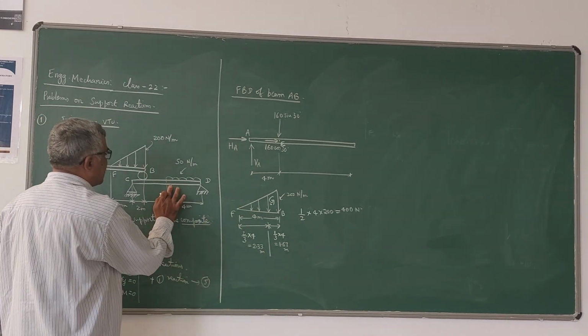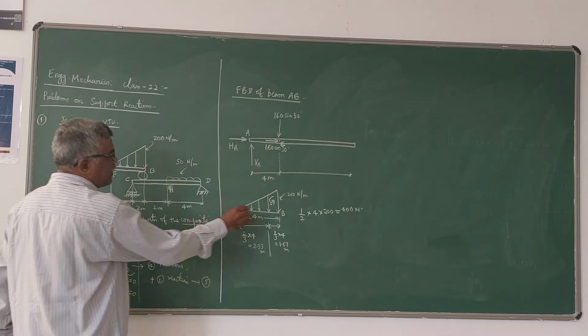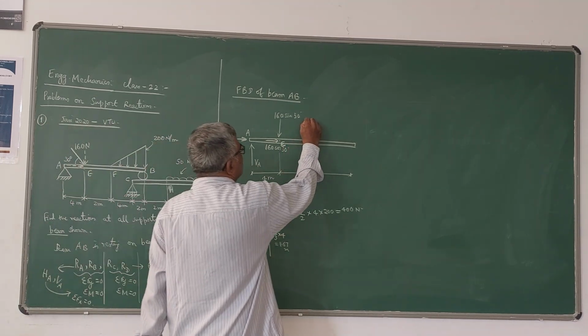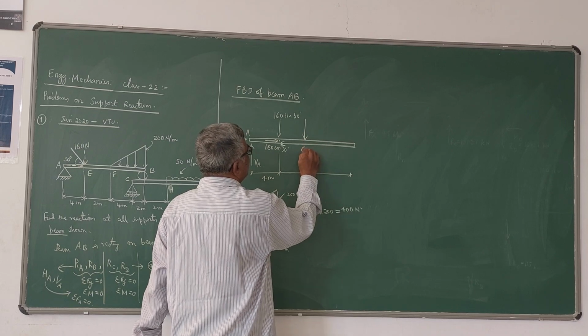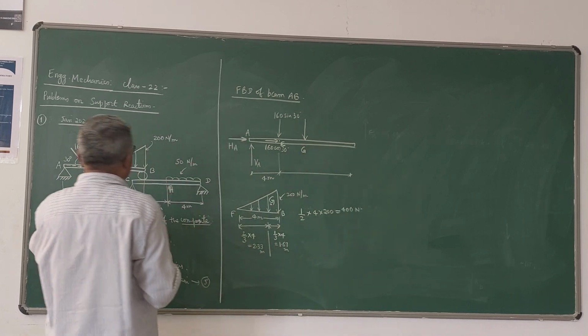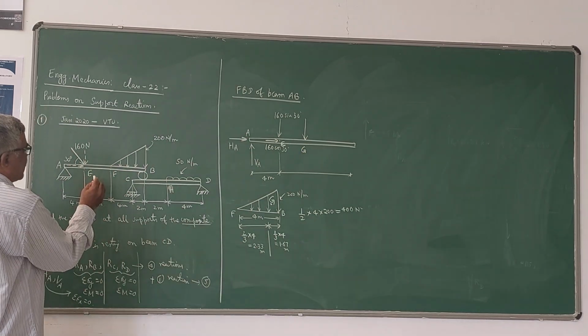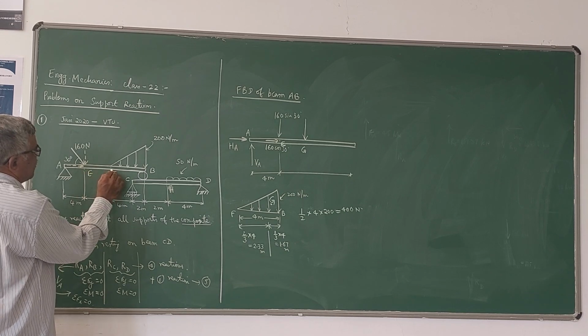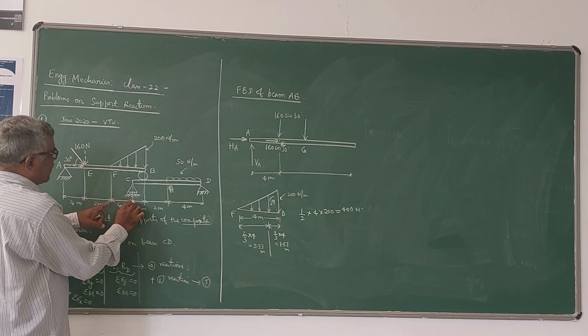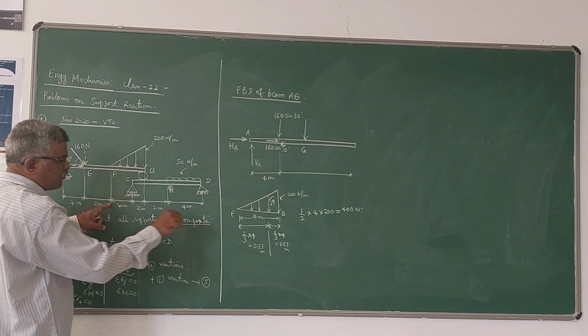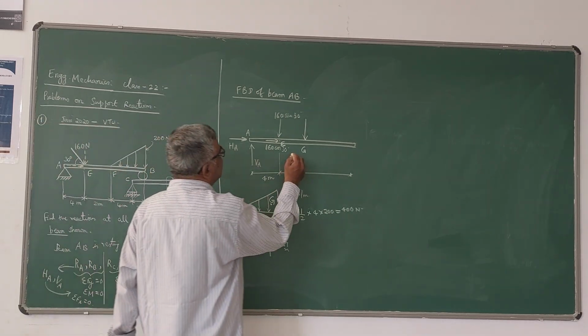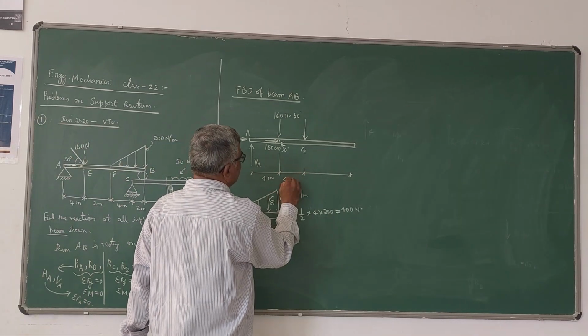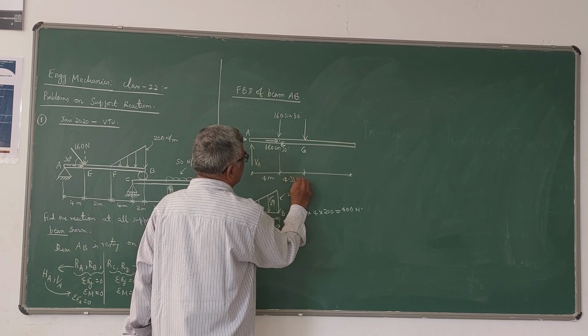So I will take this as H here. G will be here. We have taken this as G. So this G will be at a distance of C here. Be careful here. From E to F it is 2 meters. From F to G it is 2.33. So therefore in total it will be 2 plus 2.33, which is 4.33 meters from point E.